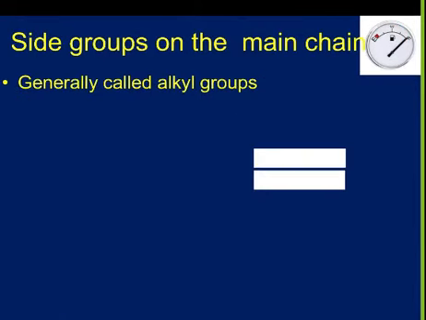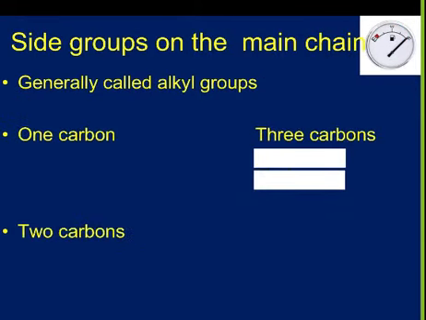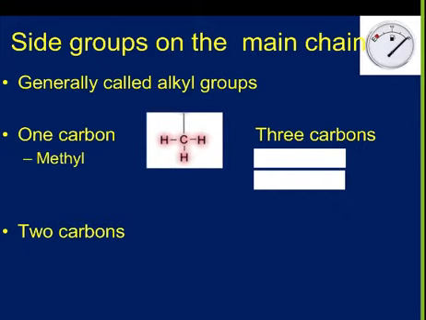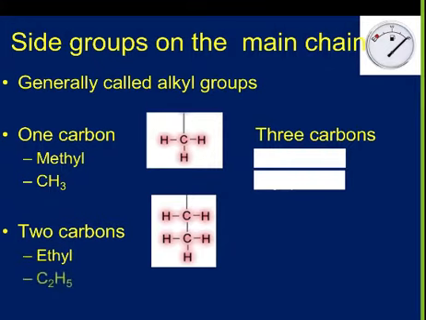Okay? So the side groups are called alkyl groups in just a general term. So if one carbon is methyl, what do you think I'm going to call 2 carbons from your naming? Yeah, ethyl. So an ethyl group is going to be C2H5. And 3 carbons?